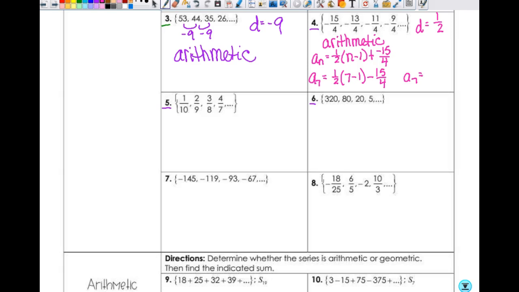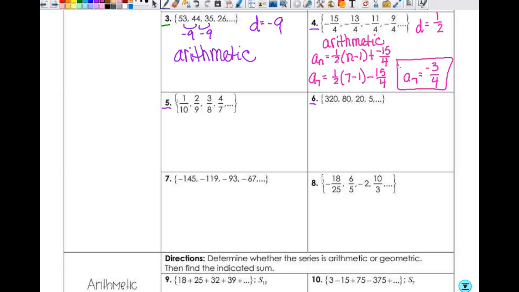What'd you get, Michael? Good job. Negative 3/4. Yeah, unless there's like a decimal there, you would put it in a fraction. All right, we all good with that?